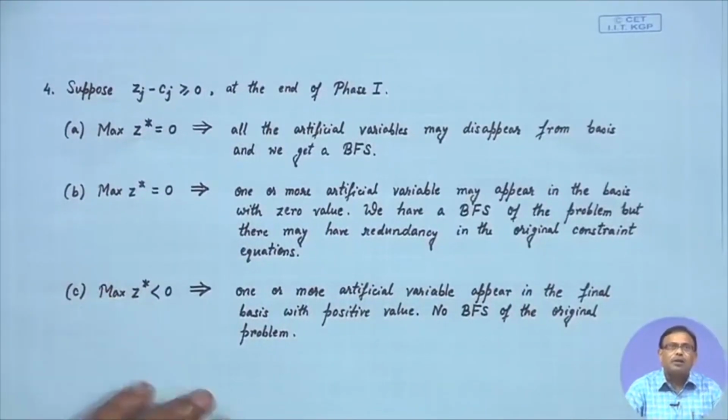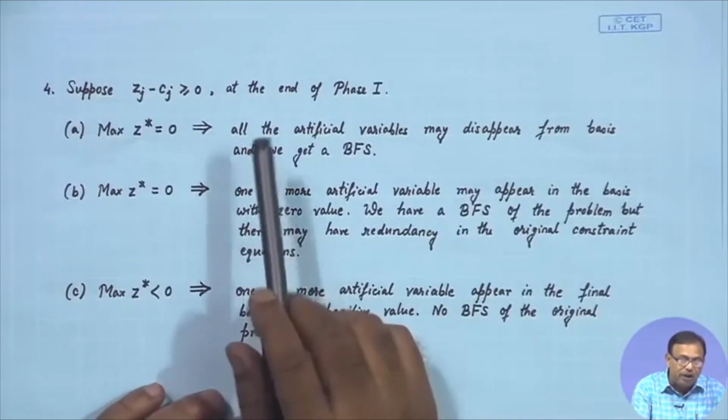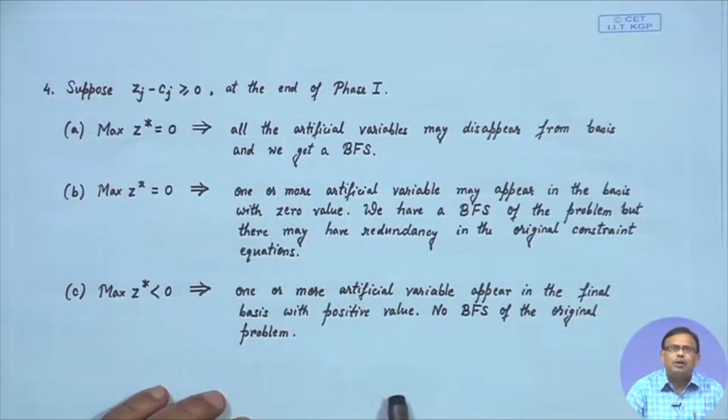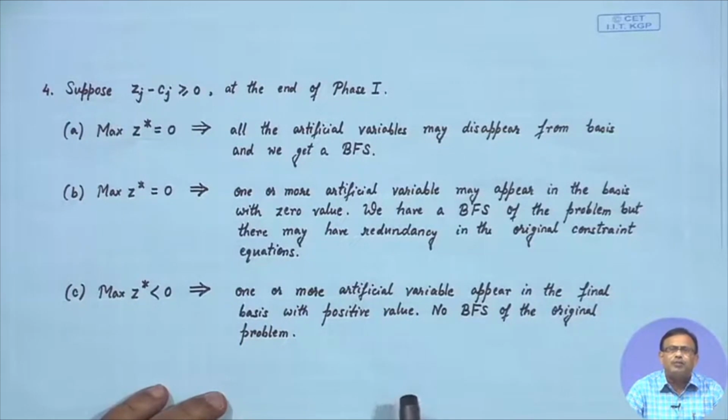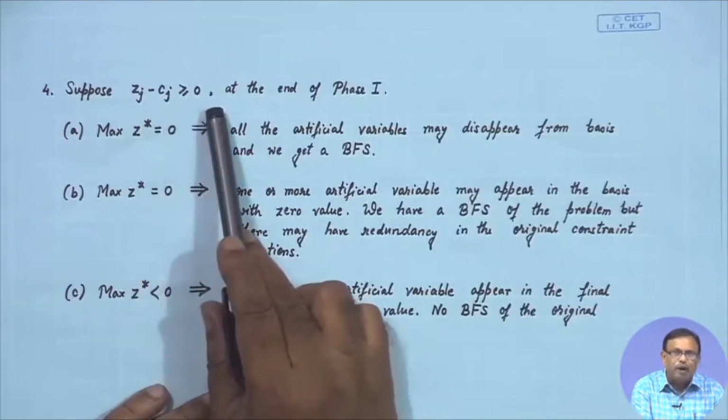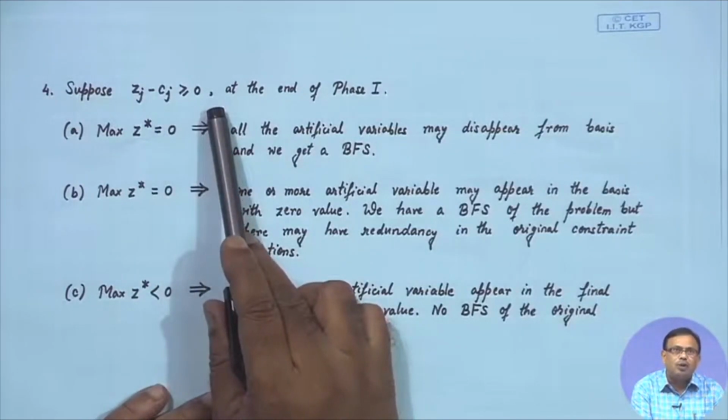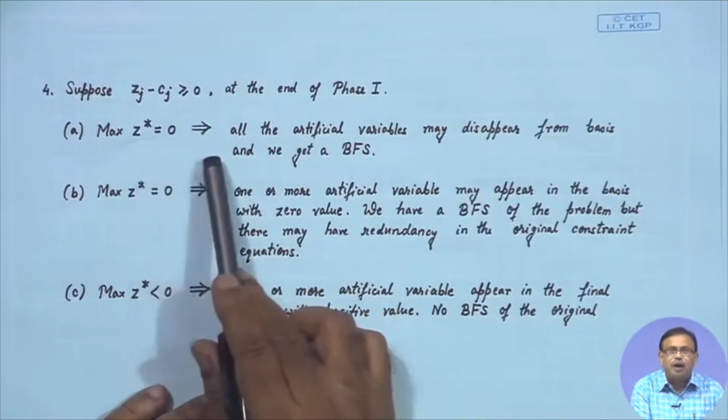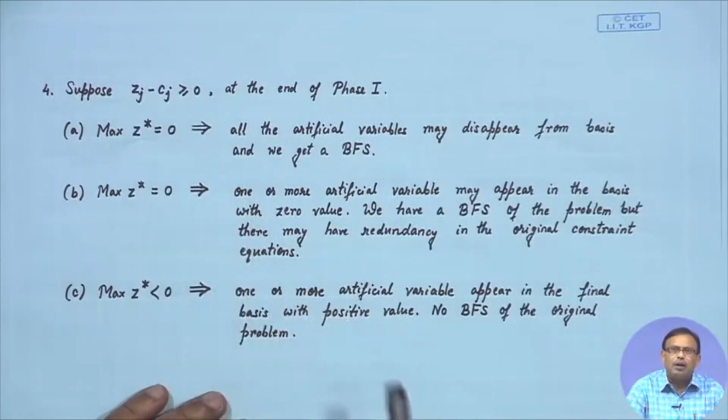What are the cases? Suppose your zj minus cj, you know it, zj minus cj is the reduced cost value. So, if zj minus cj is greater than or equal to 0, which you got after some iterations on the simplex table at the end of phase 1, then the value of z star can be 0 or it may be less than 0. Now, what does it mean?